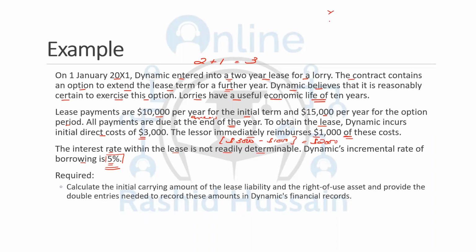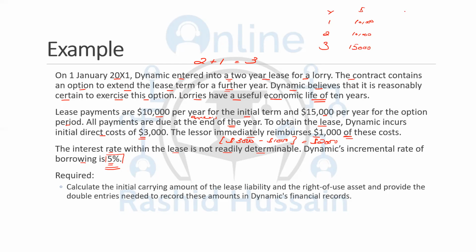Hopefully you remember the formula. First of all, take the years, year 1, 2, 3. Here we have 3 years. In the first year, we have an outflow of $10,000. In the second year, we have an outflow of $10,000. In the third year, we have an outflow of $15,000.